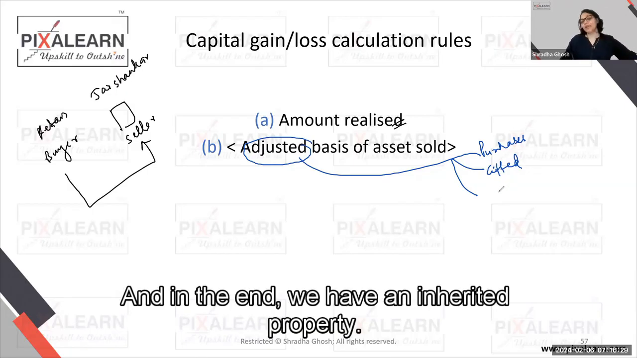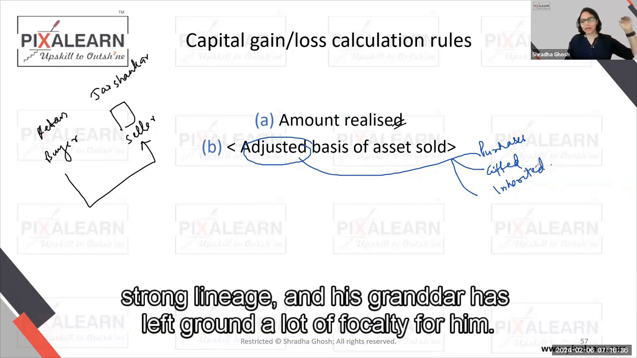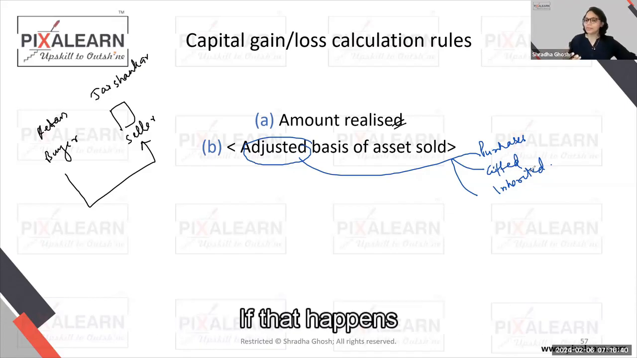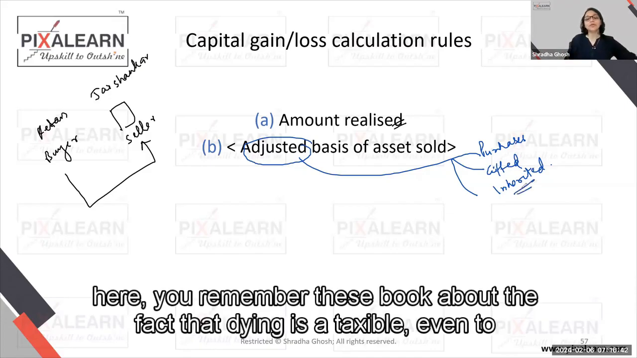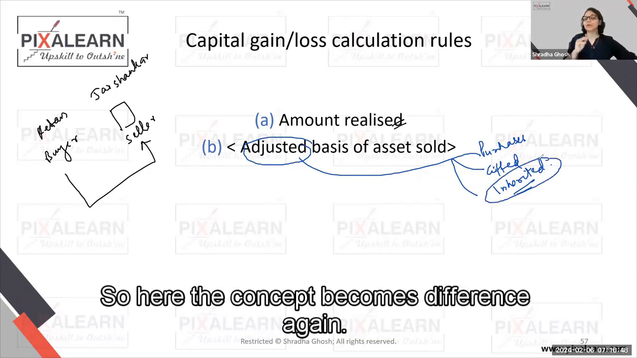And in the end, we have an inherited property. Now, here we have Jaishankar having a very strong lineage, and his granddad has left behind a lot of property for him. If that happens, you remember we spoke about the fact that dying is a taxable event in the US. It's a deemed sale. So here the concept becomes different.